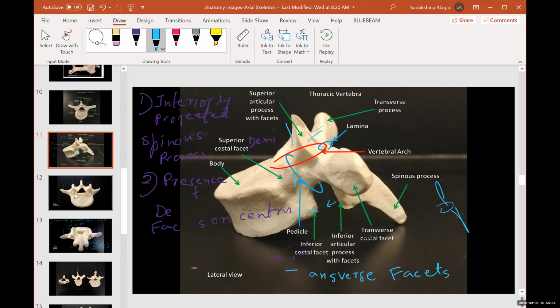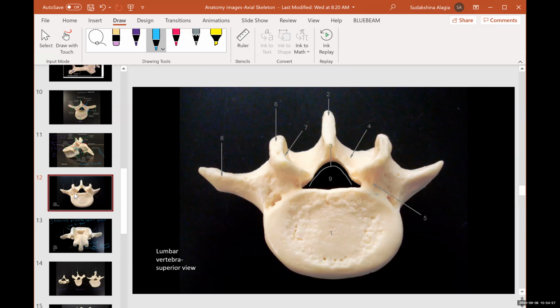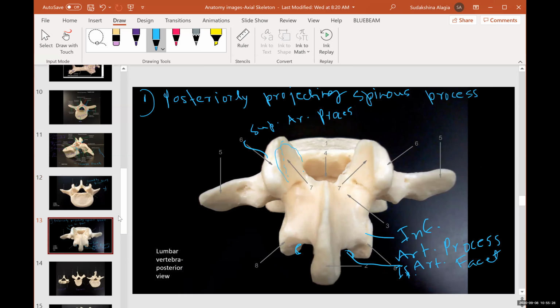In lumbar vertebra, you can see the superior articular process and the facet is turned inward. So although the articular process itself is projecting superiorly, it's also turned. It's not straight up, it's more like turned. So the superior articular facet and inferior articular facet, as you can see, is not straight projecting posteriorly, but a little bit medially.